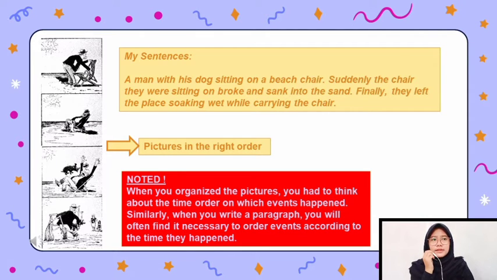When you organize the pictures, you have to think about the time order in which events happened. Similarly, when you write a paragraph, you will often find it necessary to order events according to the time they happen. And these are my sentences. A man with his dog sitting on the beach chair. Suddenly, the chair they were sitting on broke and sank into the sand. Finally, they left the place soaking wet while carrying the chair.